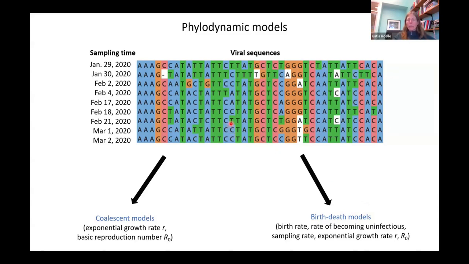So, coalescent models and birth-death models. Generally, what we do in the field is we have some samples that have been sequenced. We have these sequences, which are consensus sequences from infected individuals. We have the sampling time of those samples. And then we apply a coalescent model or birth-death model and try to estimate certain parameters from that interface with data, things like the exponential growth rate and the basic reproduction number. For birth-death models, also the birth rate and the rate of becoming uninfectious. And we do this by also integrating over phylogenetic uncertainty.